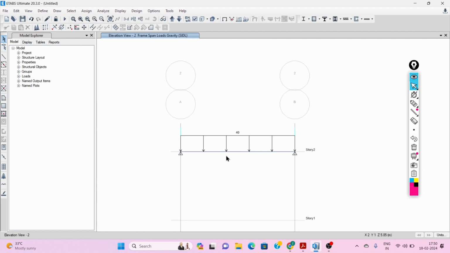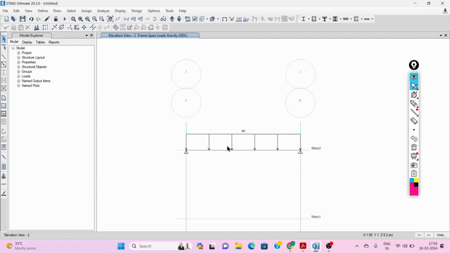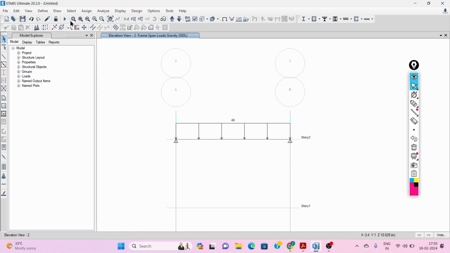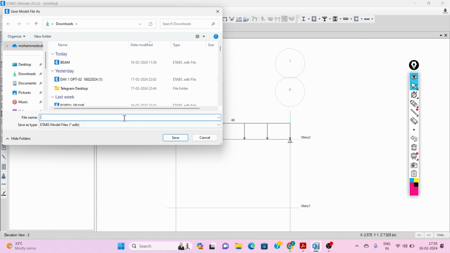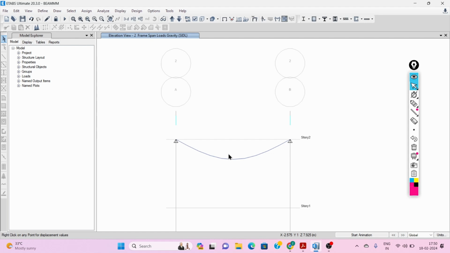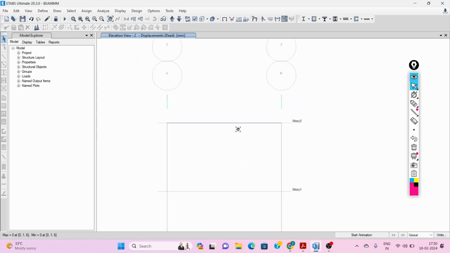So we have done the modeling of the beam. Now I'll go to Analyze, Run, to run this beam. Just give the name like this. Just wait a few seconds. The beam has been analyzed.